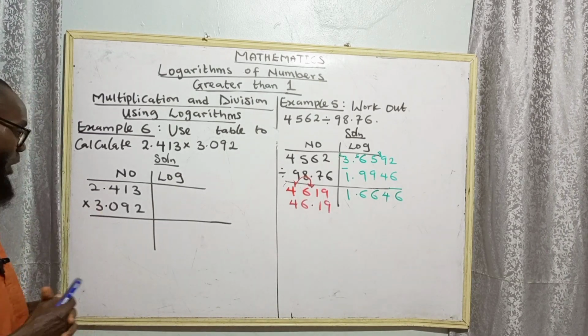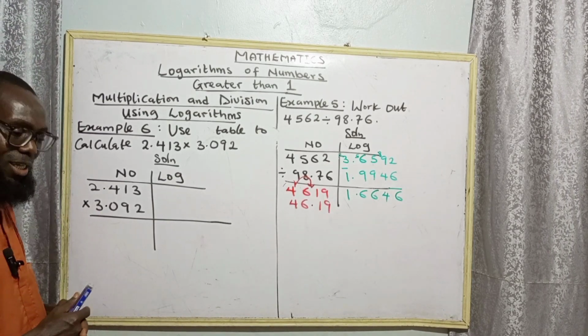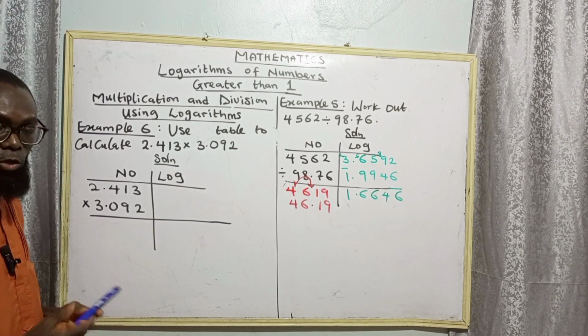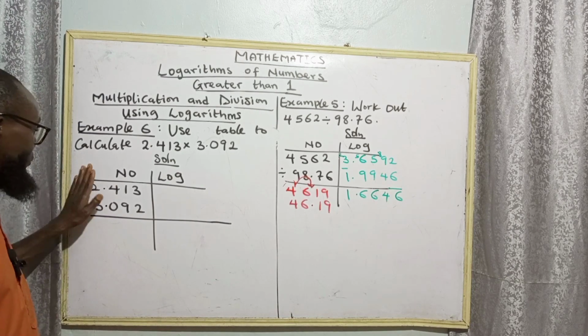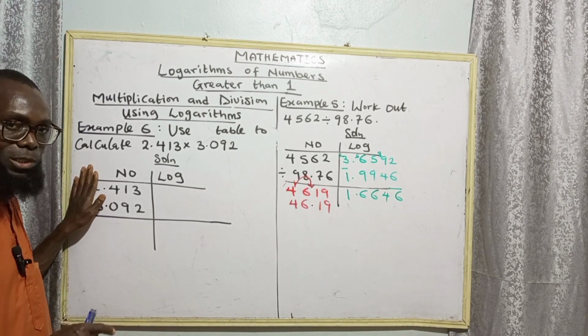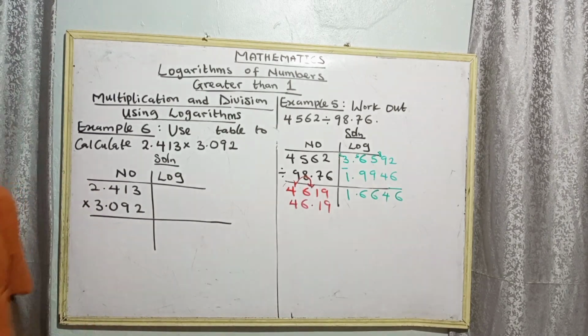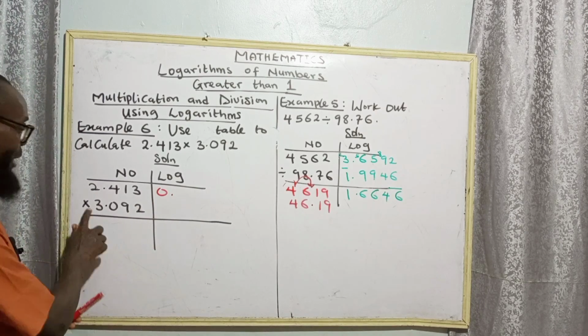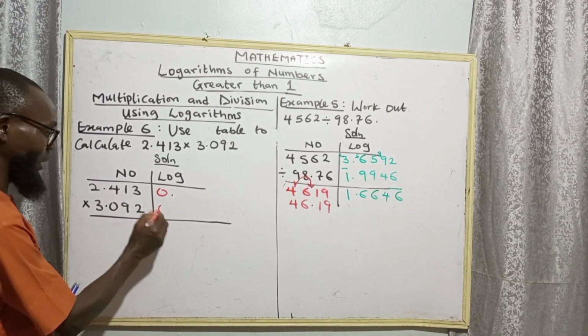What is the integer of 2.413? Yes, it is 0 points. How do we get 0 points? You cover the first digit number and you start counting, but you must not jump decimal points. 0 points. And the second one as well, the integer is 0 points.